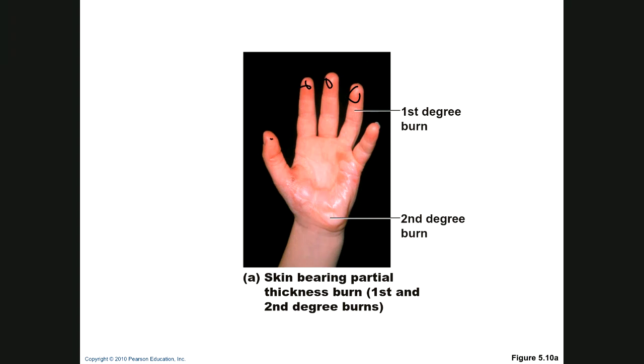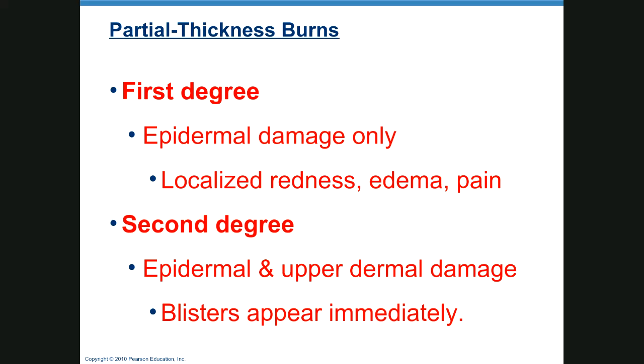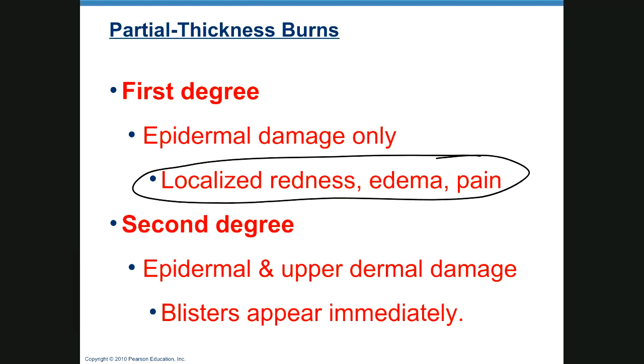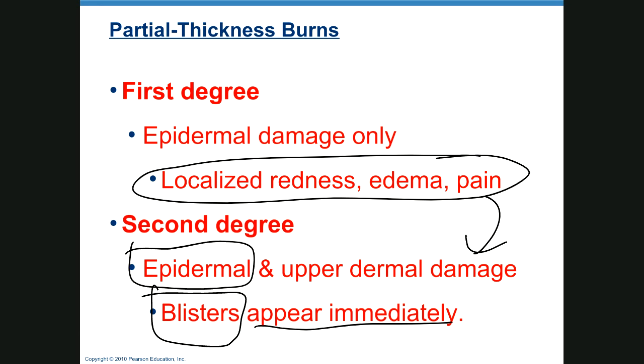A second-degree burn is characterized by the same signs and symptoms as the first-degree burn, plus a blister that appears immediately. This is because the epidermal layer and the dermal layer have been damaged, and the two layers are going to separate, and fluid, due to the inflammation, will accumulate in the middle of both layers, and that's where the blister comes in. So the appearance of an immediate blister is the characteristic of a second-degree burn.